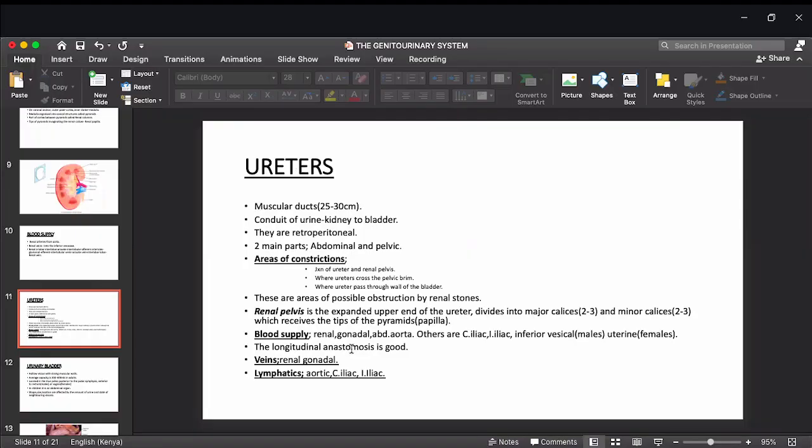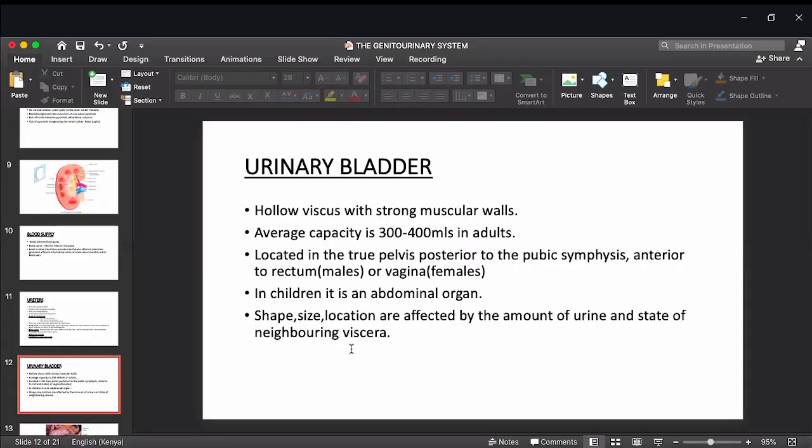So the veins, you have the renal and gonadal veins. Lymphatics: aortic, common iliac, and internal iliac nodes. Then the urinary bladder is a hollow viscus with strong muscular walls called the detrusor muscle. So the average capacity that the urinary bladder can hold is 300 to 400 ml in adults. Located in the true pelvis, posterior to the pubic symphysis, and anterior to the rectum in males and vagina in females.